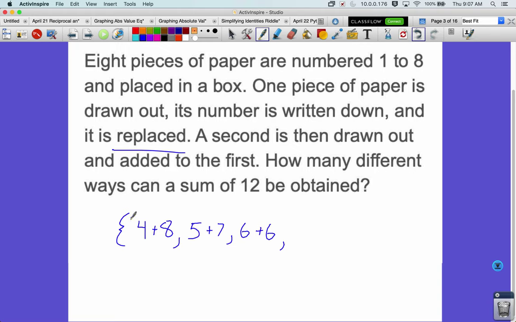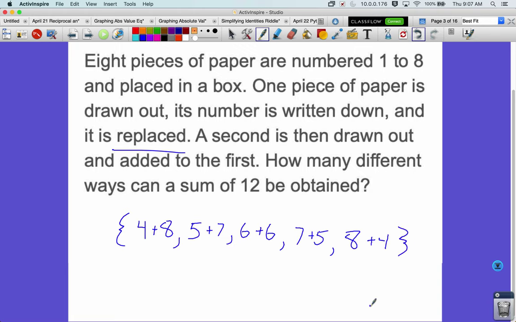All right, and then you should ask yourself, should we keep going? Is 7 and 5 different than 5 and 7? Well, I think in this scenario it is, because you're drawing them out one at a time, writing them down. So I think drawing a 7 and then a 5 is a different event than drawing a 5 and then a 7. All right, and then we can also do an 8 first and then a 4.